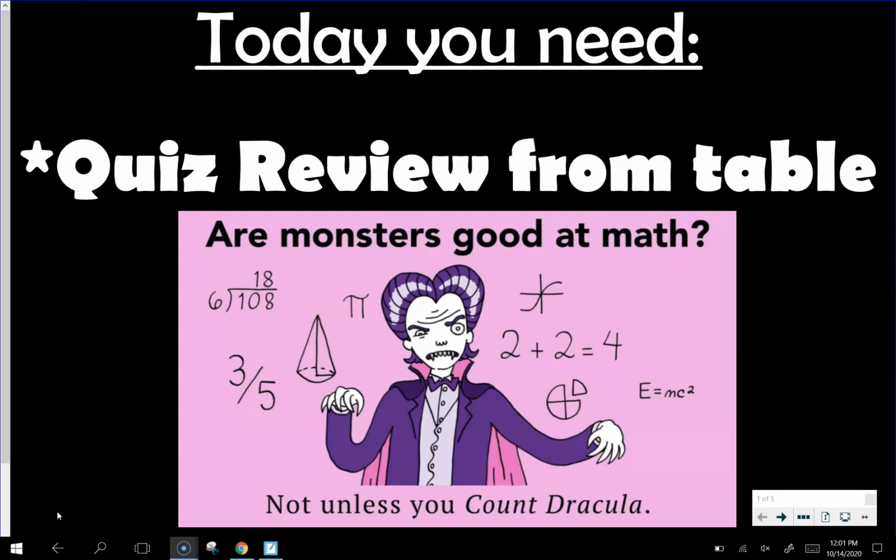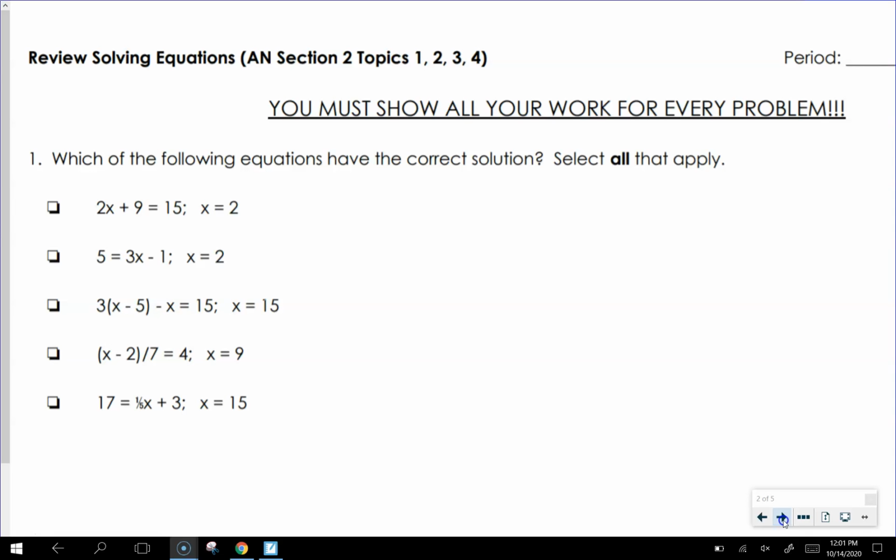Yes. We are going over section 2, topics 1, 2, 3, and 4. So this is when we started solving equations. All right, the very first one, it says to check all that apply, and it's very important that you show your work for these problems.